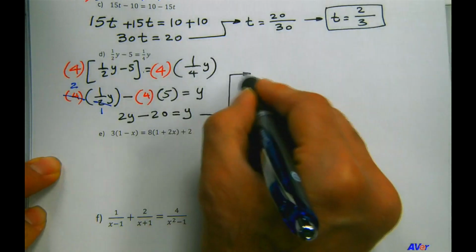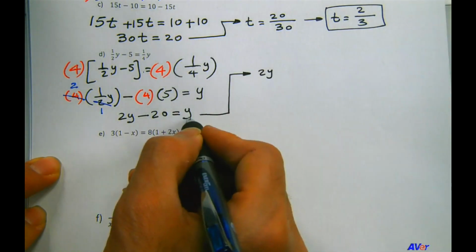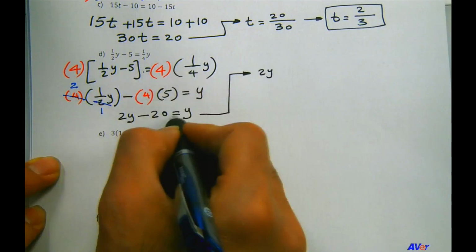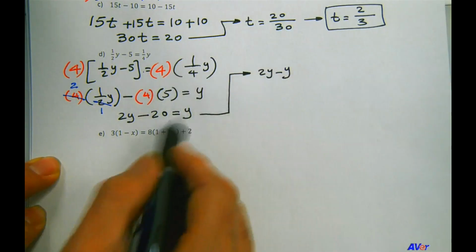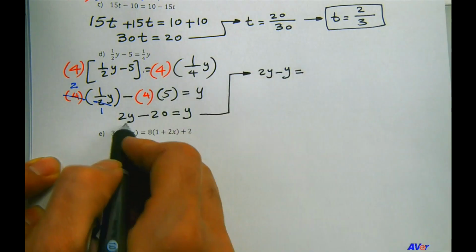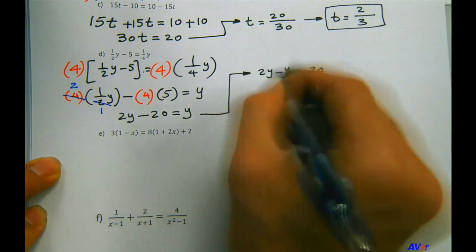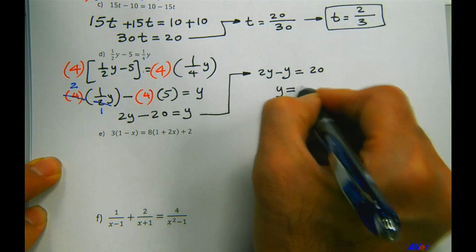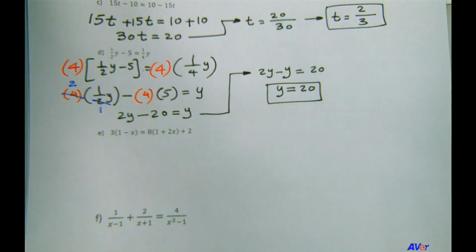So let's do that up here. 2y, I'm going to bring the y from the right to the left. It was positive on the right. When I move it to the left side of the equality symbol, it changes algebraic sign to its opposite, from positive to negative. Equals, I have a negative 20 on the left. When I move it to the right, it's going to be positive 20. So we have y, 2y minus y is y, equals 20. Like that.